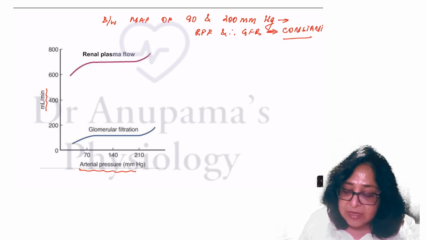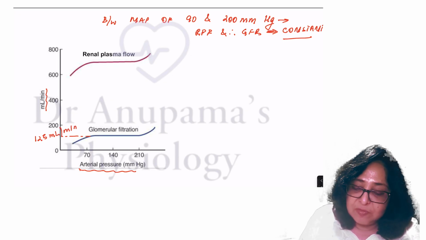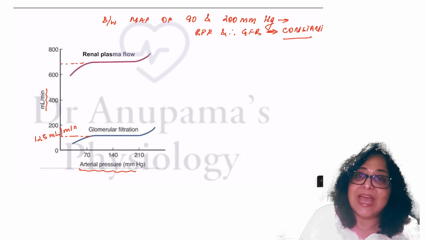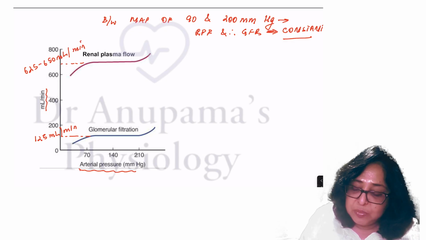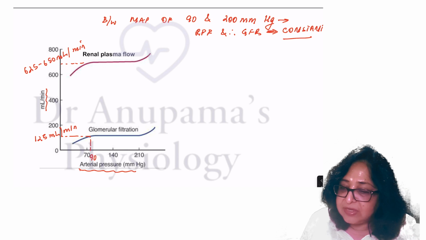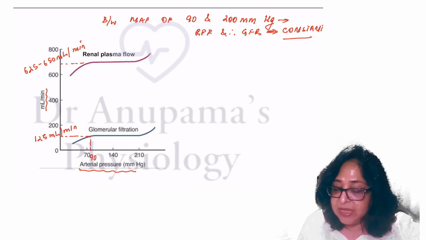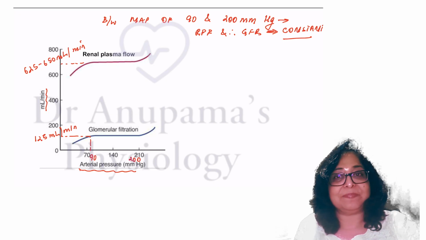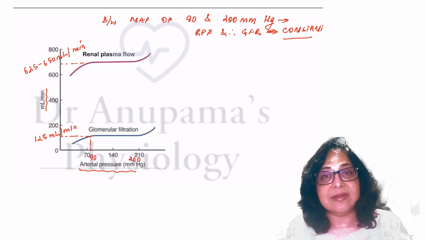As you can see over here, the GFR is approximately 125 ml per minute and the renal plasma flow is between 625 and 650 ml per minute. And between a mean arterial pressure of 90 and 200 or sometimes even 210 millimeters of mercury, it is going to be constant.